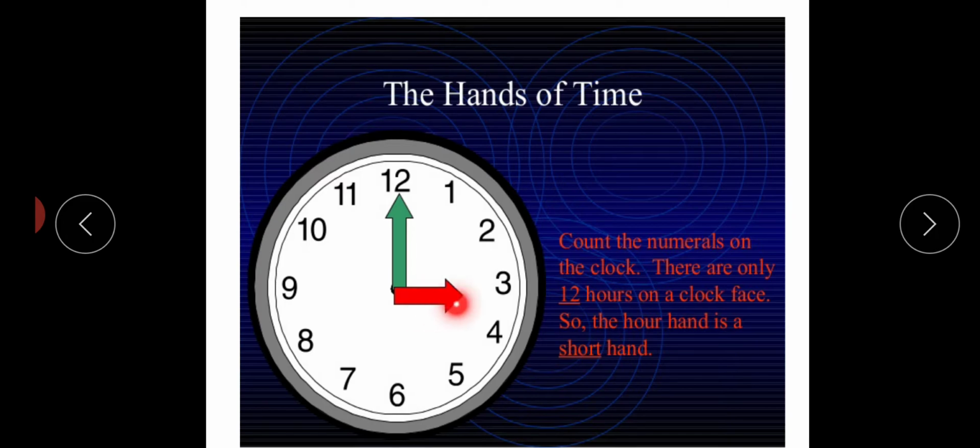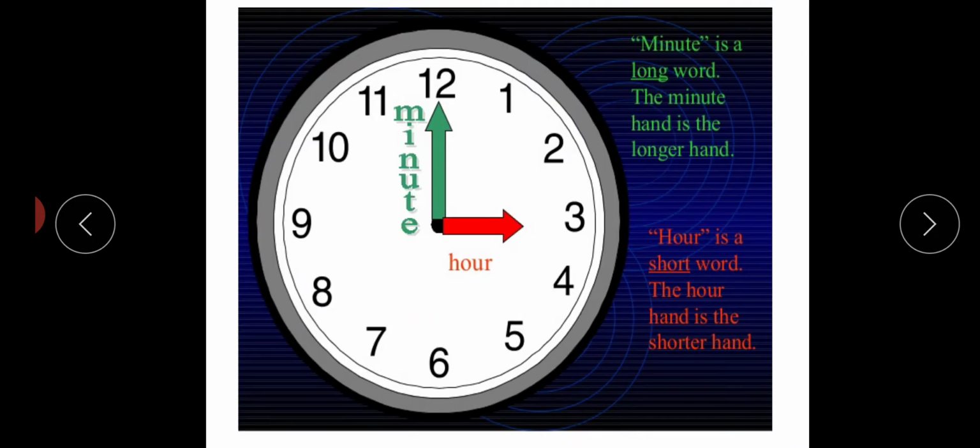So that hour is denoted by red color, which is the hour hand. Now see, this explanation is written in green color. This is the explanation of the minute hand. So minute is a long word. As minute is a long word, so we can say the minute hand is the longer hand.